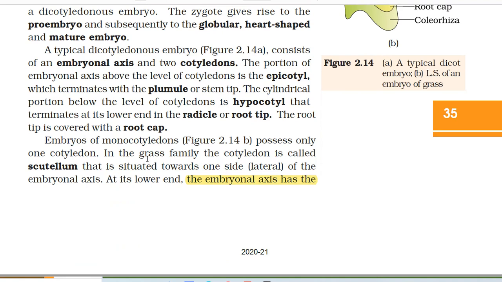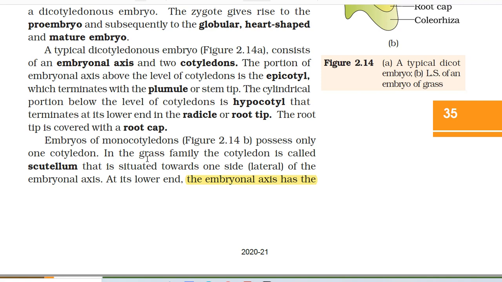A typical dicotyledonous embryo consists of an embryonal axis and two cotyledons. The portion of the embryonal axis above the level of cotyledons is the epicotyl, which terminates with the plumule or stem tip. The cylindrical portion below the level of cotyledons is the hypocotyl, that terminates at its lower end in the radicle or root tip. The root tip is covered with a root cap.